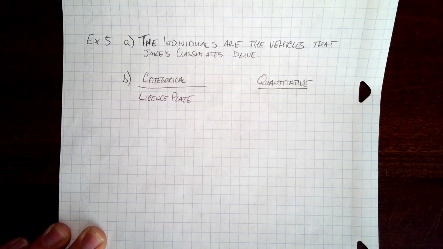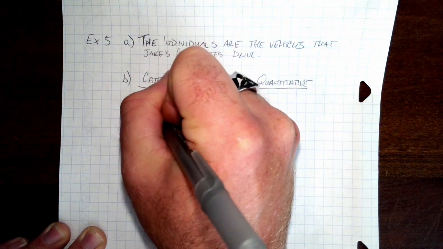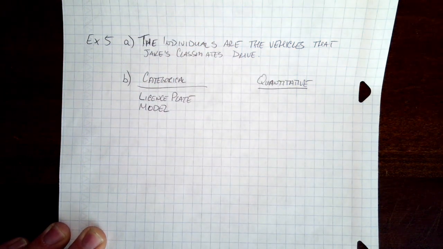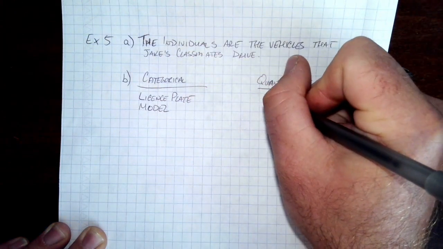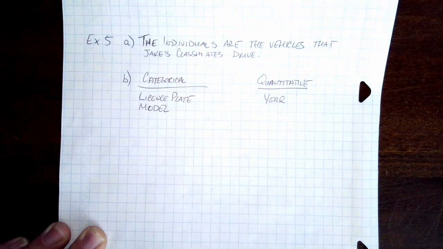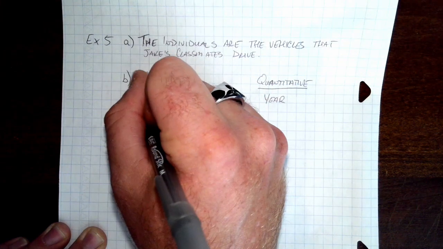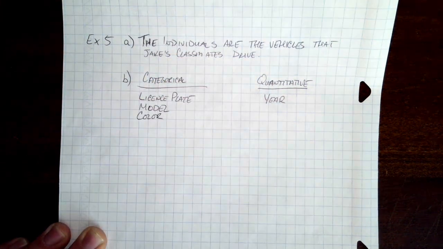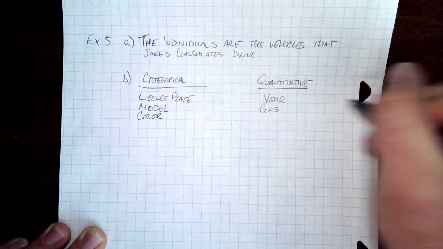The model, again, that's like saying a Civic or a 4Runner or an Escort or an Escalade or something like that. That is a description. The year is actually quantitative here. We can see the average age of the cars in the lot if you want. The color is categorical. The gas mileage can be measured with numbers.